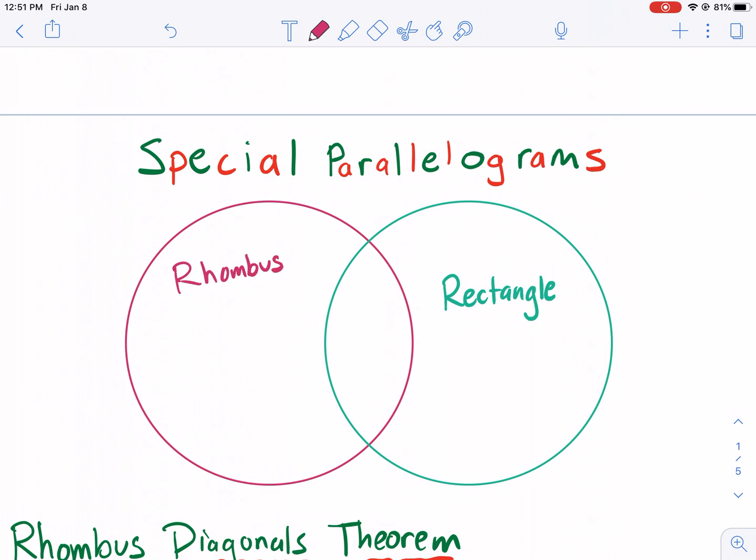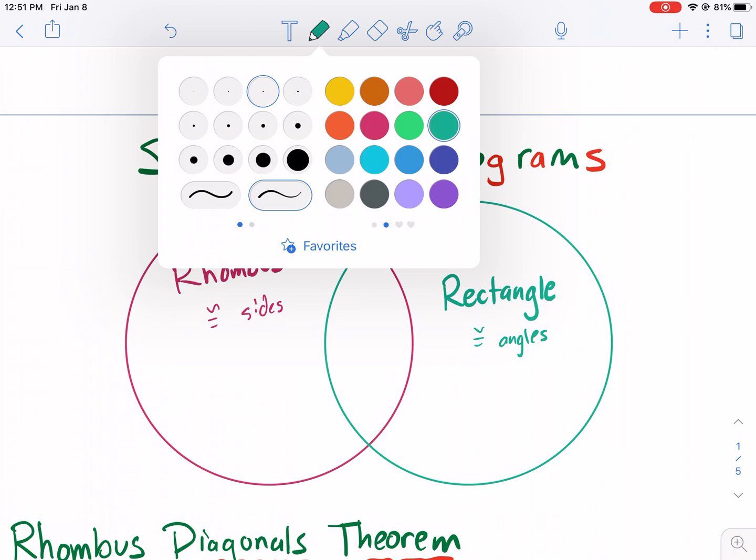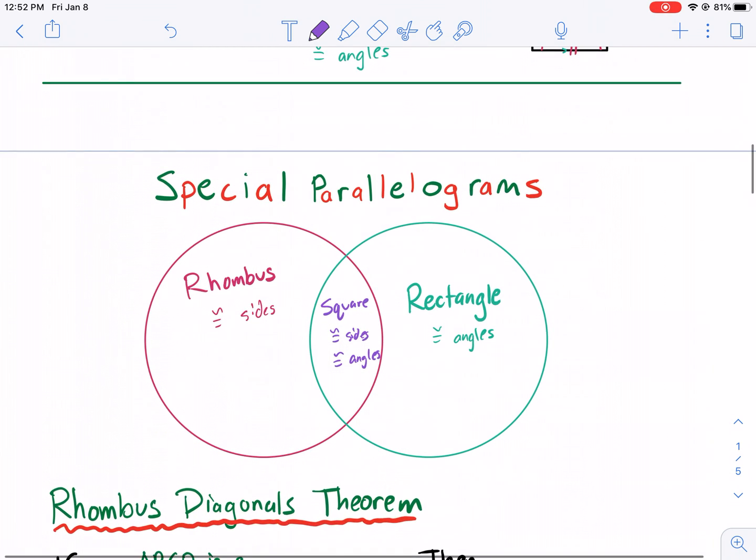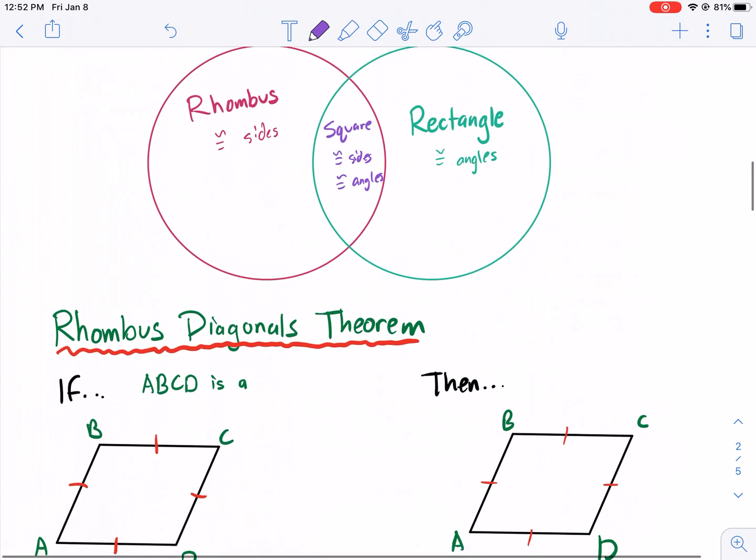So we have two different shapes. This we have the congruent sides. For this one, we had congruent angles. And this is just a way to represent the intersection between those two. What is the shape that represents that intersection? It is the square. It represents both because it has congruent sides and it has congruent angles. So a lot of these shapes can be represented with Venn diagrams, and this is just another example.